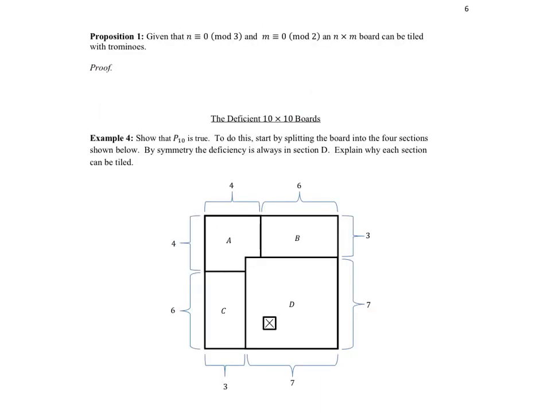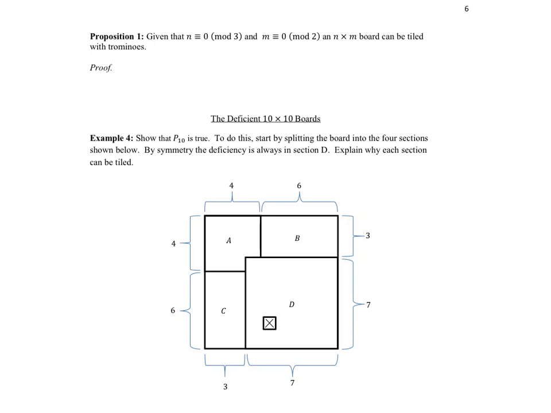Before we solve our 10x10 grid, we're going to look at a proposition. This proposition says that if you have a rectangle that is a multiple of 3, so 0 in mod 3, and the other dimension is a multiple of 2, so 0 in mod 2, that rectangle can be tiled with Trominoes. Notice that we're not talking about a deficiency here. There's no deficiency in this sentence. It just says a grid that's a multiple of 2 by a multiple of 3 can be tiled with Trominoes.